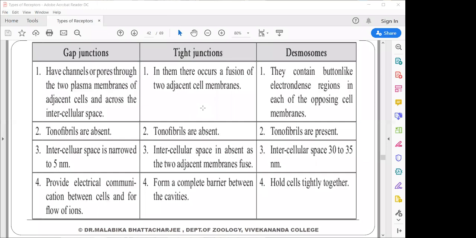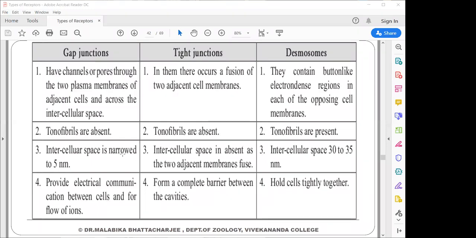In case of gap junctions, tonofibrils are absent. Now, what are tonofibrils? These are nothing but cytoplasmic protein structures in epithelial tissue that converge in the desmosome or the hemidesmosome areas. So, if you remember the blue rods, those are actually tonofibrils. In case of gap junctions and tight junctions, tonofibrils are missing, but tonofibrils are present in case of desmosomes.